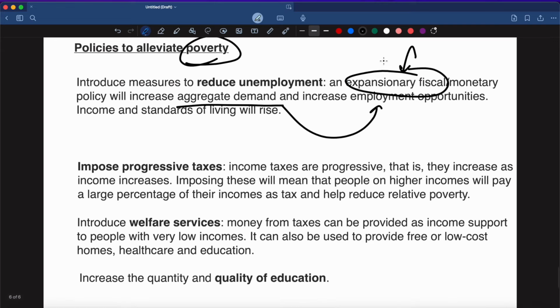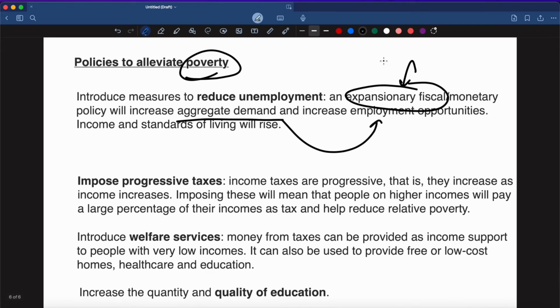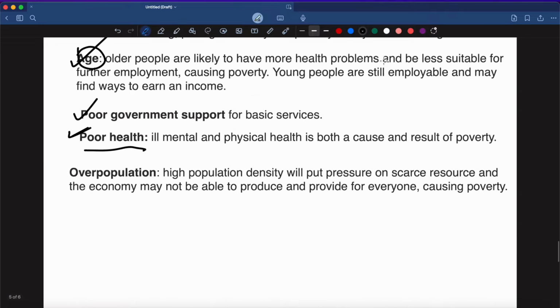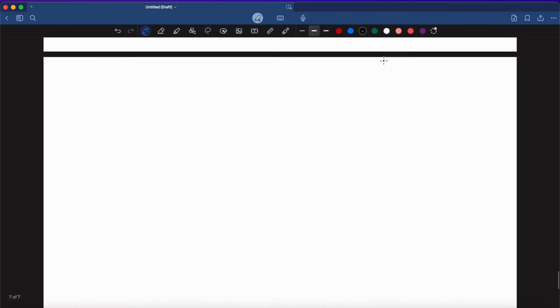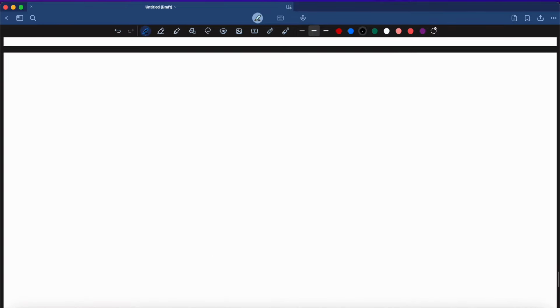We talked about poverty, how poverty is caused and how to fix poverty, and the two types of poverty. It's a very small topic, so you don't have to go into so much detail. Okay, so that is poverty. Let's go to the next topic.